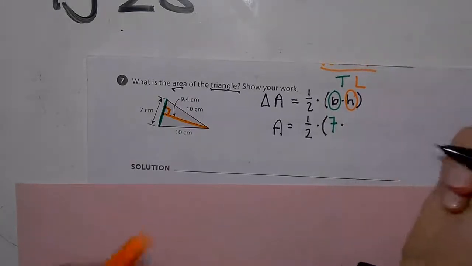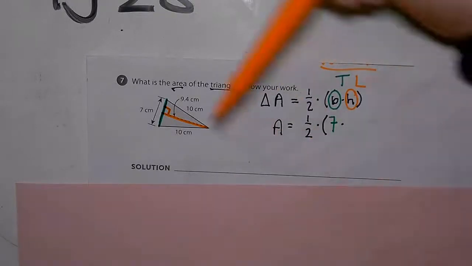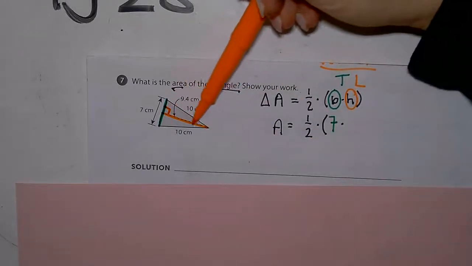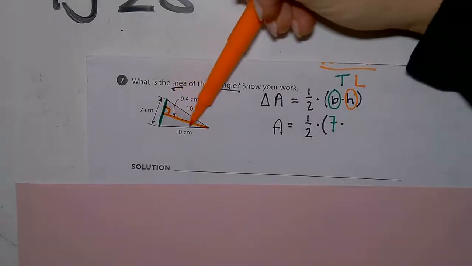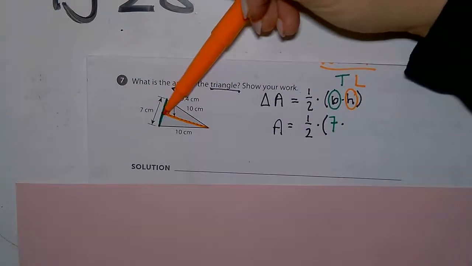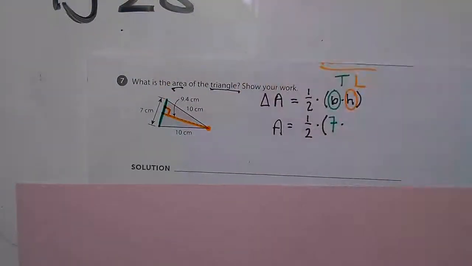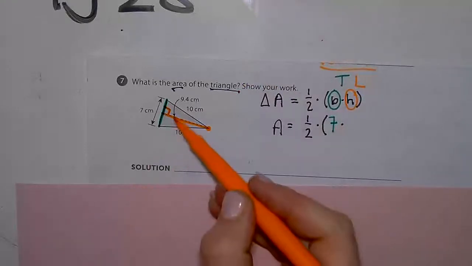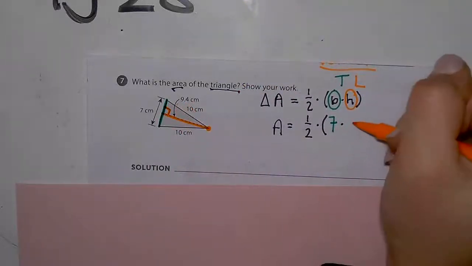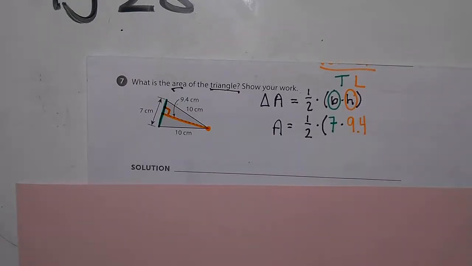Then I need to multiply by my height. We found our height was this line going through the center because it's showing me how tall the entire shape is. And there's a perpendicular line from the base to the opposite vertex. And this arrow here is telling me that this is 9.4 centimeters. So we have a decimal in this problem.